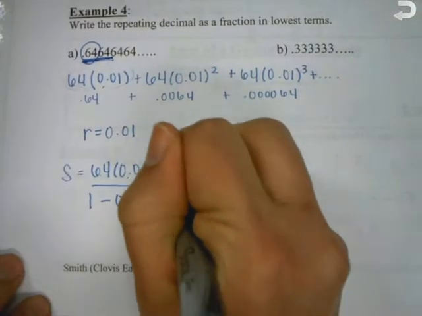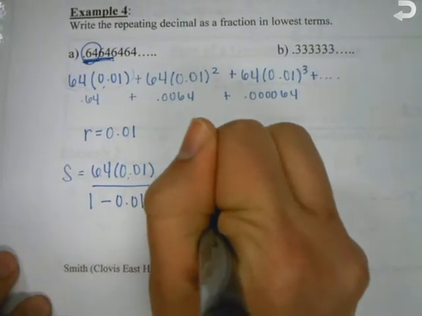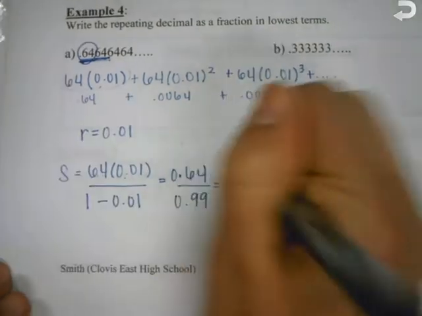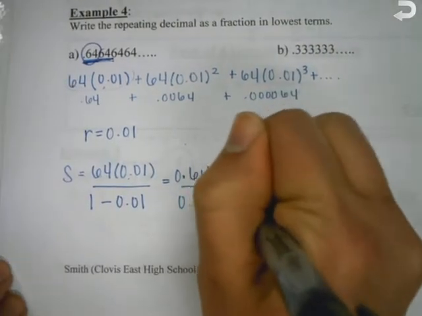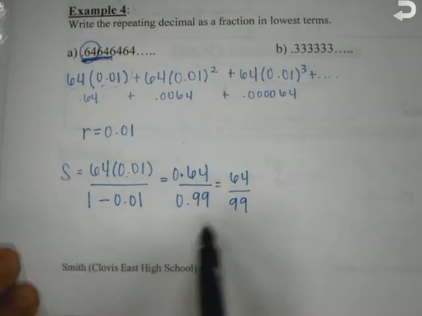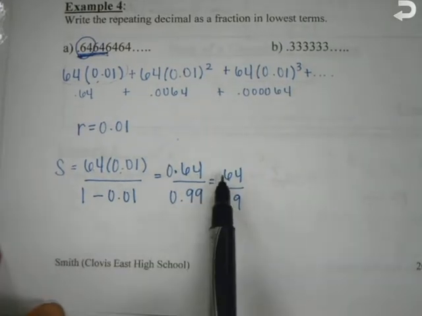Now let's write this as a fraction with whole numbers. This is the same as 64 over 99, right? I can just move the decimal over 2 spaces. Can I reduce that at all? You can't, actually. So this is your answer. That's all they want us to do.